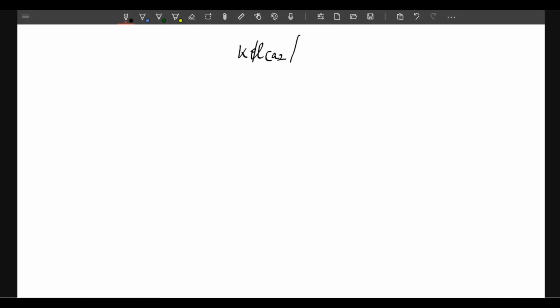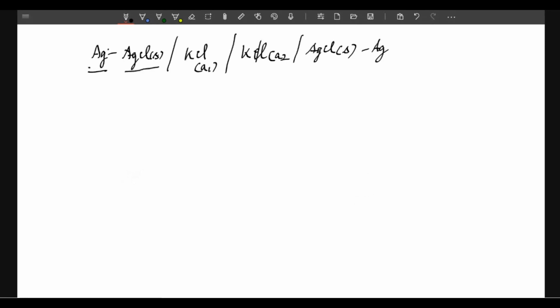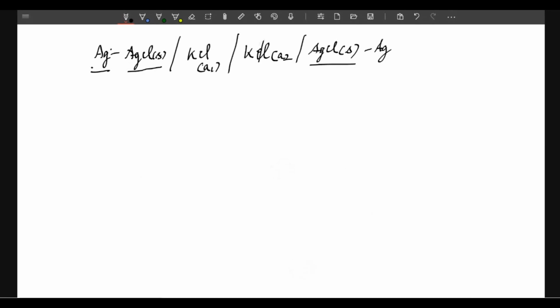KCl activity A2 in which a metal and an insoluble salt of the metal electrode is dipped, and KCl activity A1 in which silver chloride is solid, insoluble. This electrode we call it as a metal insoluble salt electrode. If silver alone is present, we call it the metal electrode. If silver is treated with its insoluble salt, it is called a metal insoluble salt electrode. And here, these two electrodes are the same.